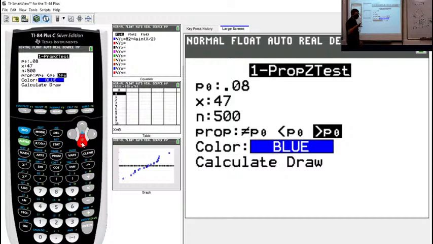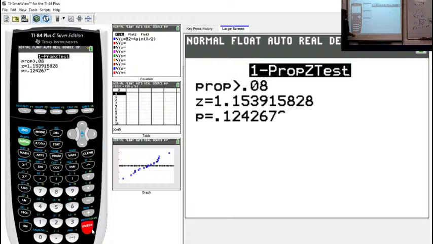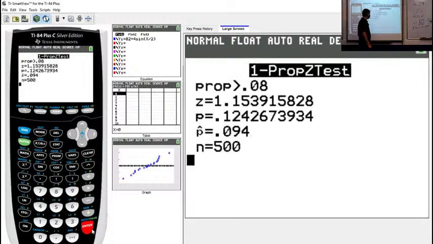If you hit draw, it'll draw a nice little normal curve for you with the probability there. But we're going to calculate. There's your p hat. Here's your z-score, the 1.15. Here's the p-value of 0.1242. P hat was the 47 out of the 500. So then p is your p-value, your final probability calculation that you get in step 3.